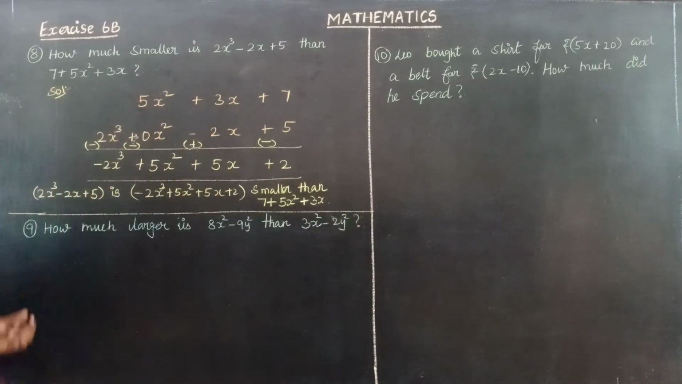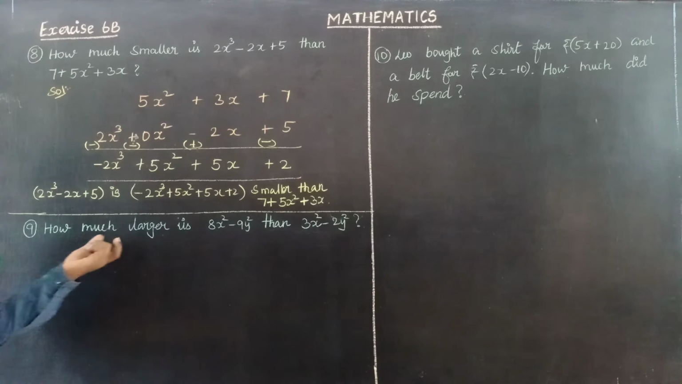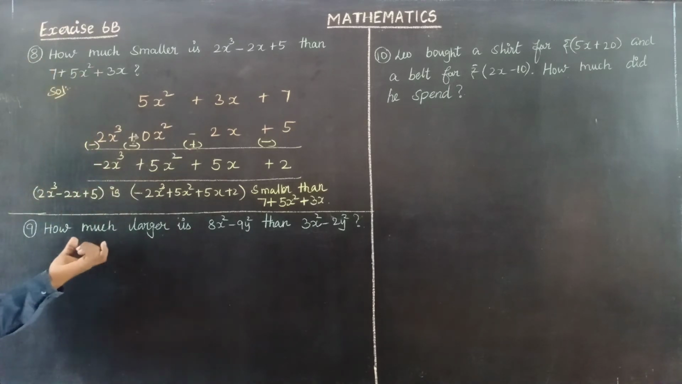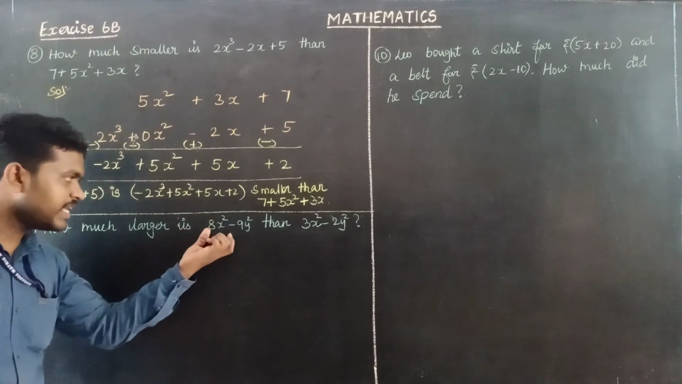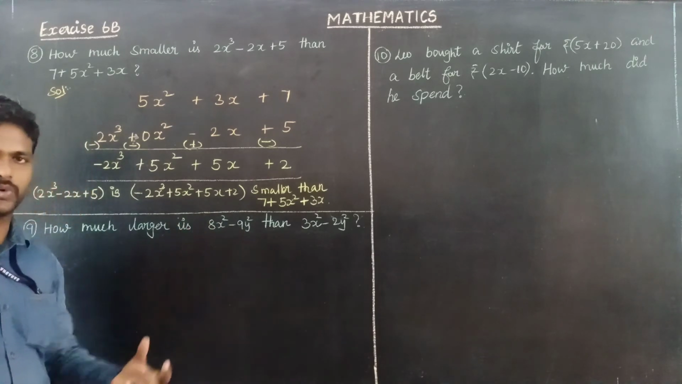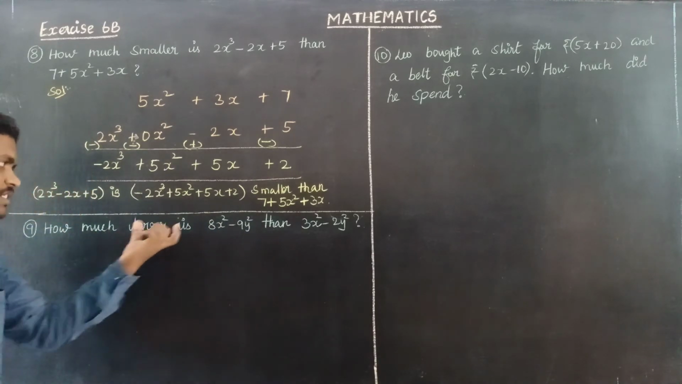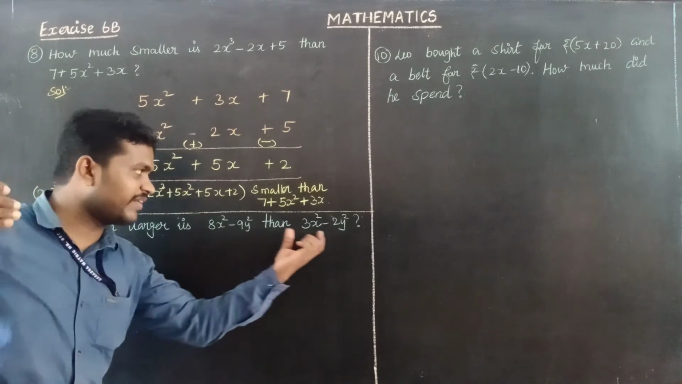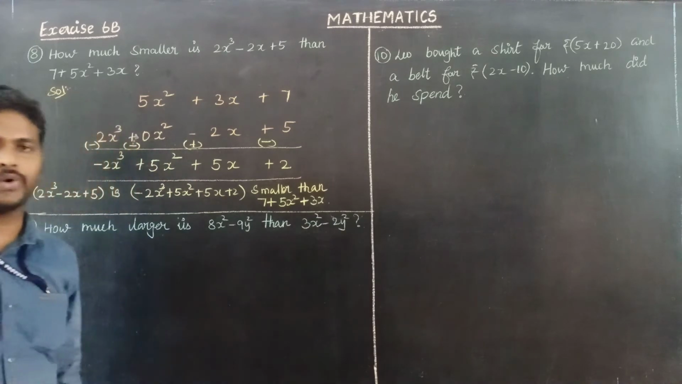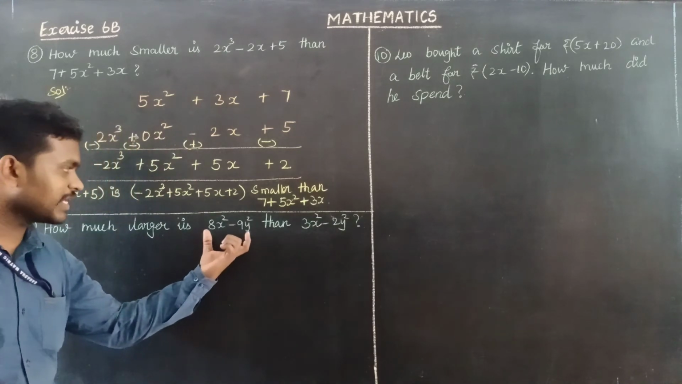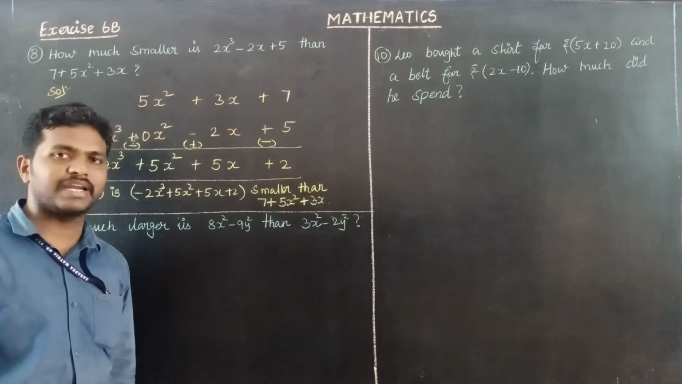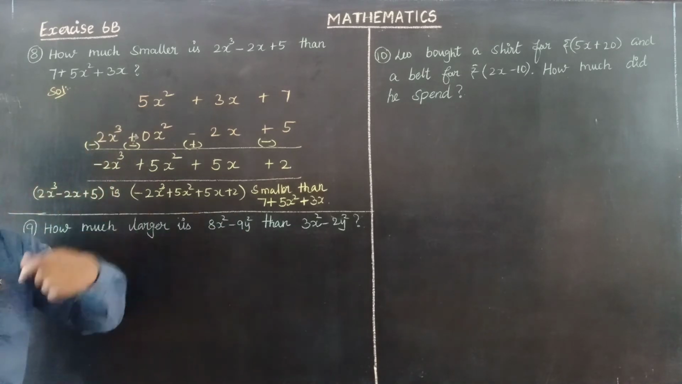So next, the ninth one. Previous question was about smaller, and this question is how much larger is 8x square minus 9y square than 3x square minus 2y square. So 8x square minus 9y square is the greatest value, and we will find the difference.